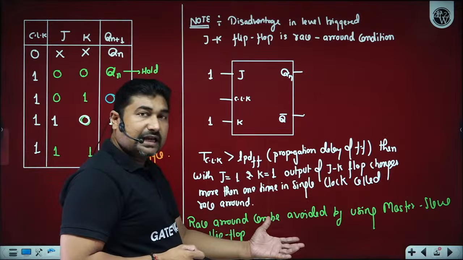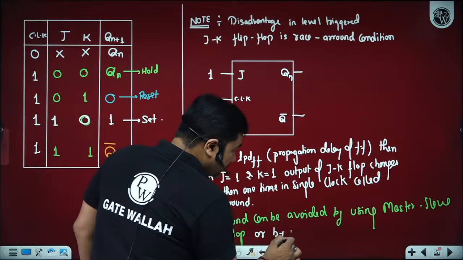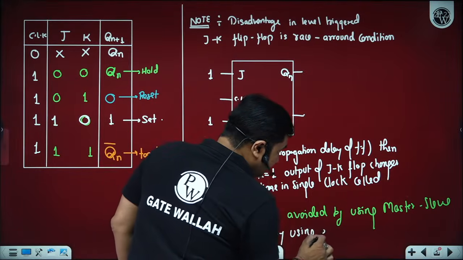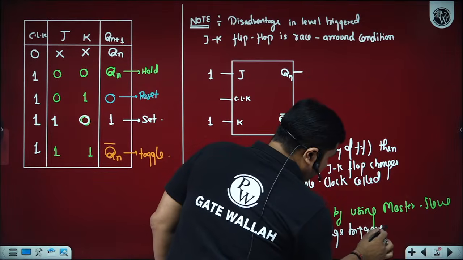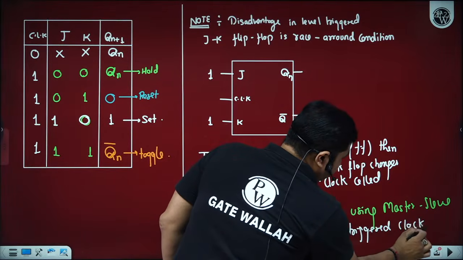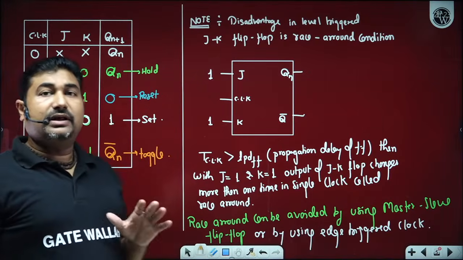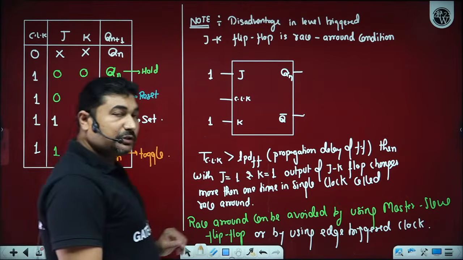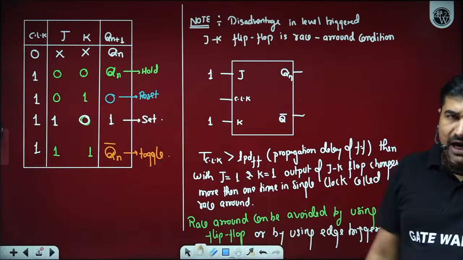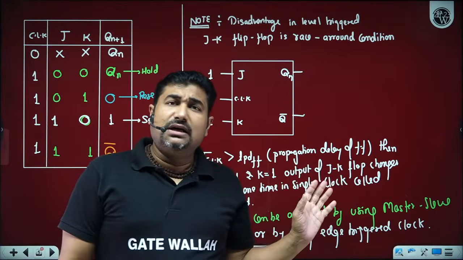Race around condition can be avoided by using master slave flip flop or by using edge triggered clock. Instead of using level triggered, we will prefer edge triggered. Now, how the edge triggering will be represented, that is also very important. Please observe. Up to this part, everything is clear. So only you have to remember one thing for the gate. They are not going to ask much from this.